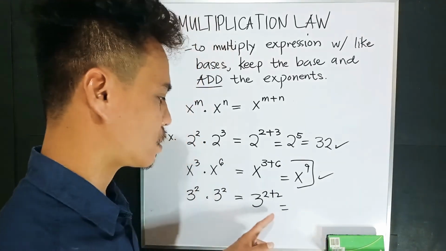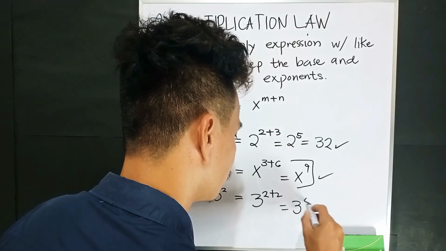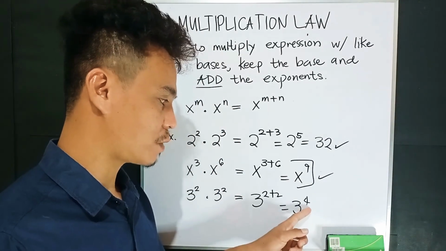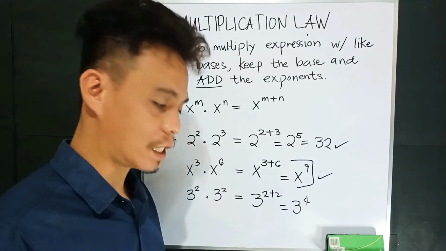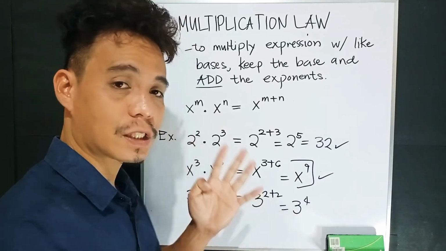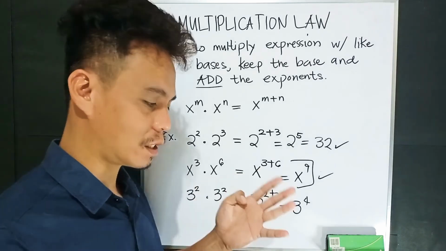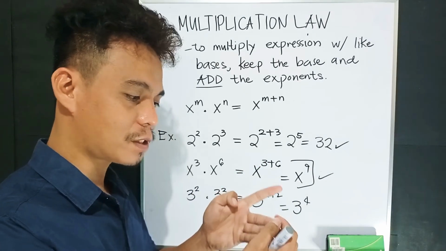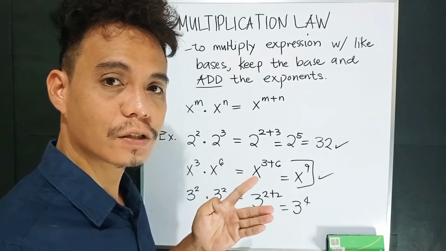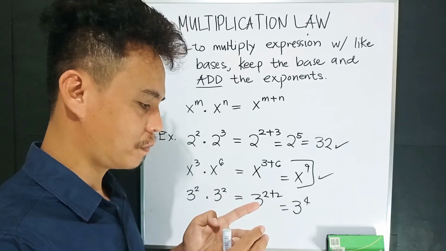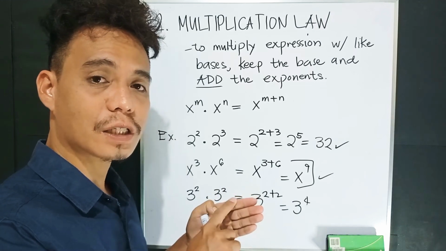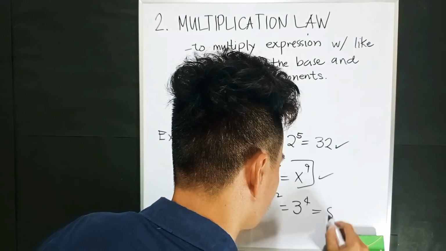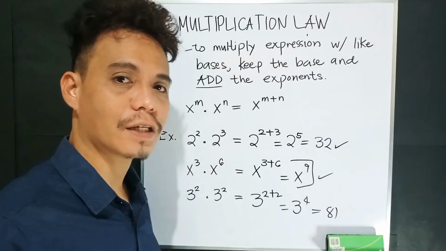So our answer is 3 raised to 4. Since it's a number again, guys, being raised to a power, we simplify. So multiply natin yung 3 ng 4 na beses. 3 times 3 is 9. 9 times 3 is 27. And 27 times 3 is 81. So our final answer is 81.